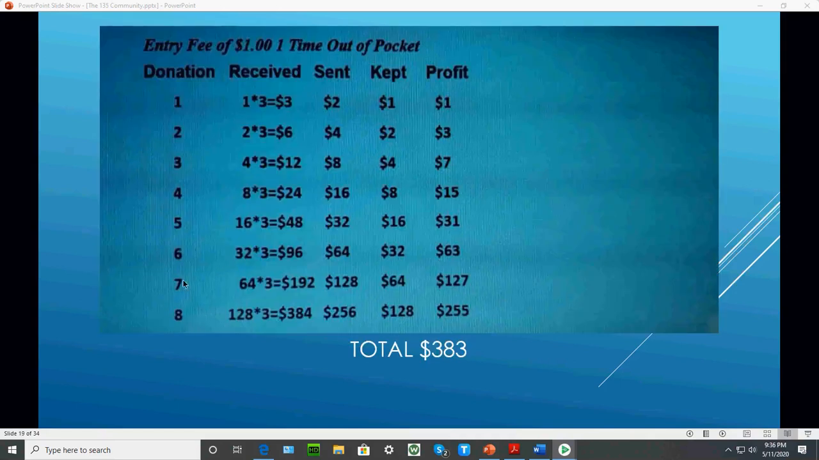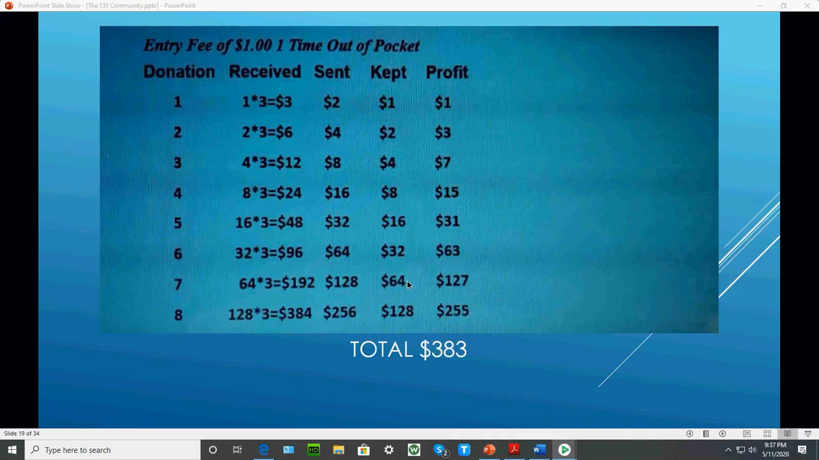Okay. On the 8th donation day, Monday or Thursday, in the $1 process, the 3 people are now going to donate to you $128 each. That's $384 that you're going to take in. You're going to take $256 and donate that to your inviter. You keep $128 for yourself. That's $255 in a $1 process that you've accumulated.